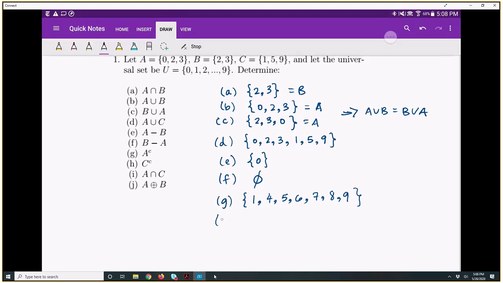And do the same thing with C. The complement of C means I'm going to take everything in the universe that's not in C. So I'm going to take 0. Nope, I'm not going to take 1. I'm going to take 0. Then I'm going to take 2, 3, 4, skip 5, and take 6, 7, and 8.